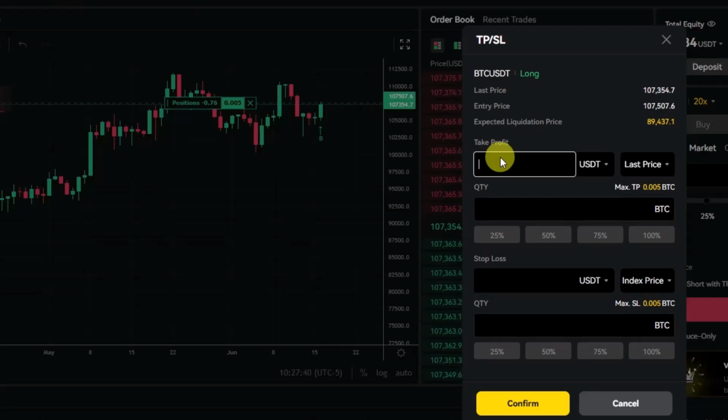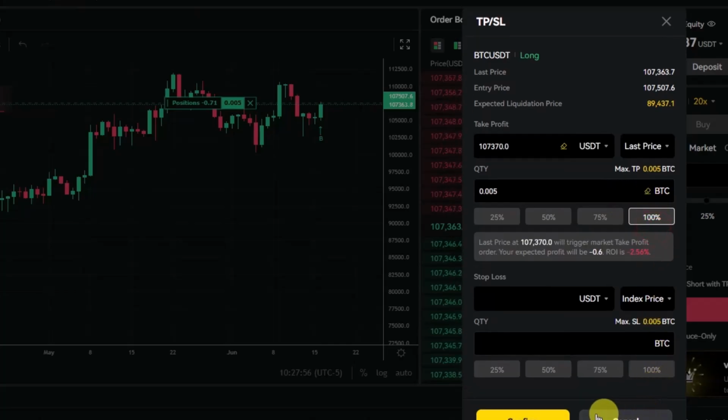So let's say the price is currently at 107.7354. Let's go ahead and sell at 37370. That's my take profit. I'll sell 100% of that. So if it confirms, I'll sell 100% of it. I can also set a stop loss.